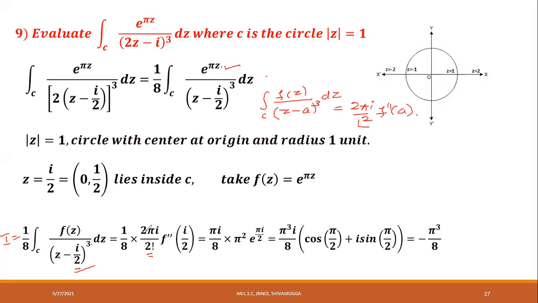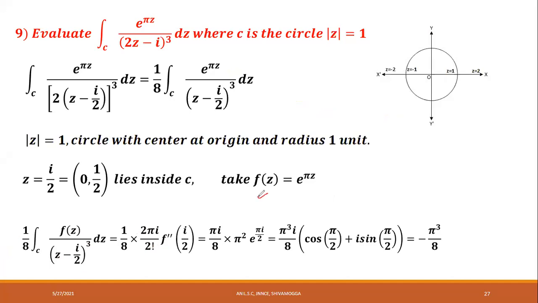Therefore, cancel this 2 with this 2. Pi i divided by 8 as it is, and f double dash i by 2 is to be substituted here. What is f of z here? f of z is equal to e power pi z.